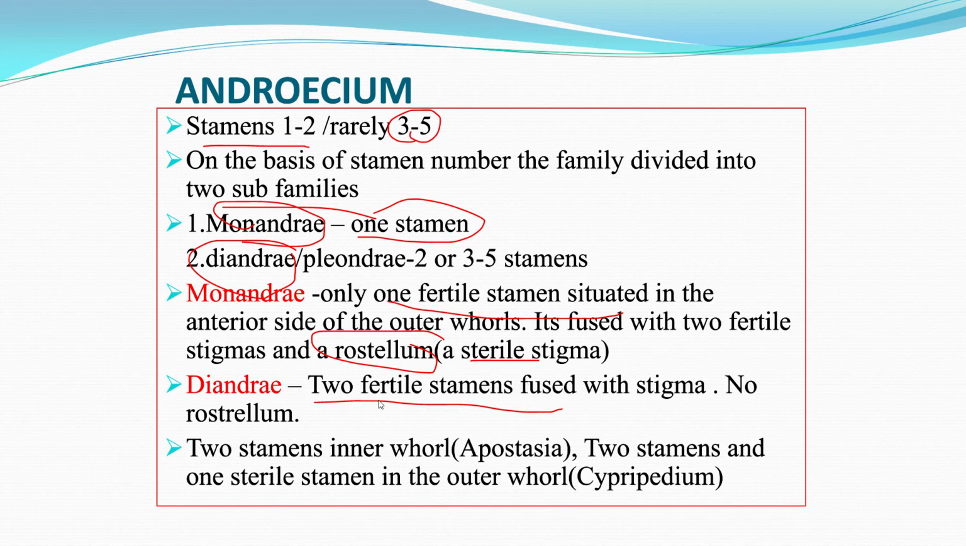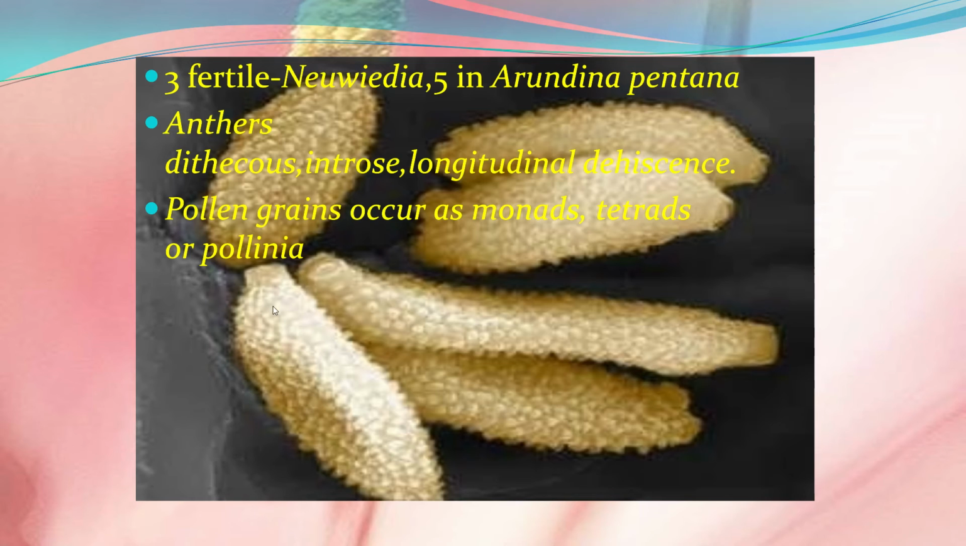What is rostellum? In the Orchidaceae family, anthers are fused with the sterile stigma, that is called rostellum. So 2 stamens in the inner whorl, example Apostasia. 2 fertile stamens and 1 sterile stamen in the outer whorl, example Cypripedium. In Cypripedium you can observe 2 stamens are fertile, and one sterile stamen is present in the outer whorl, that is in Cypripedium.